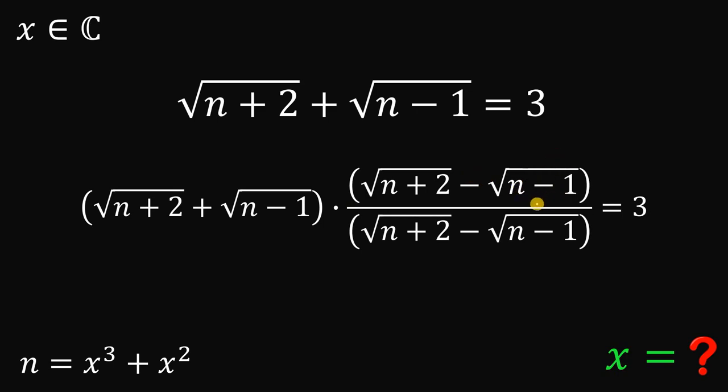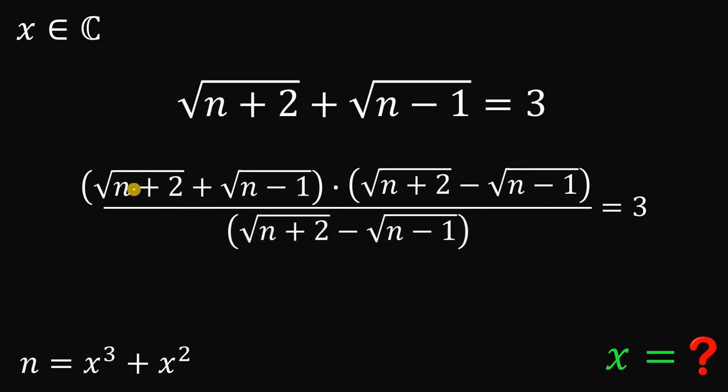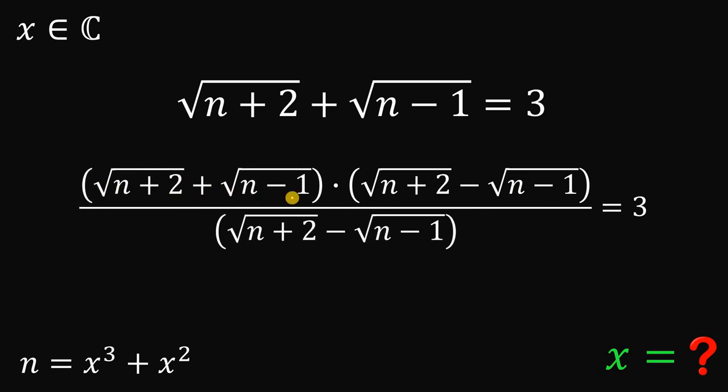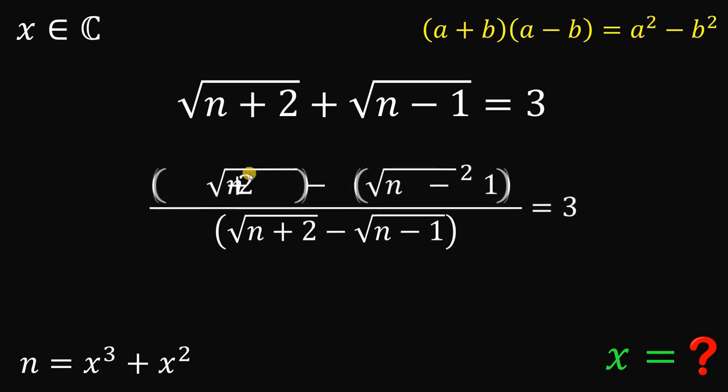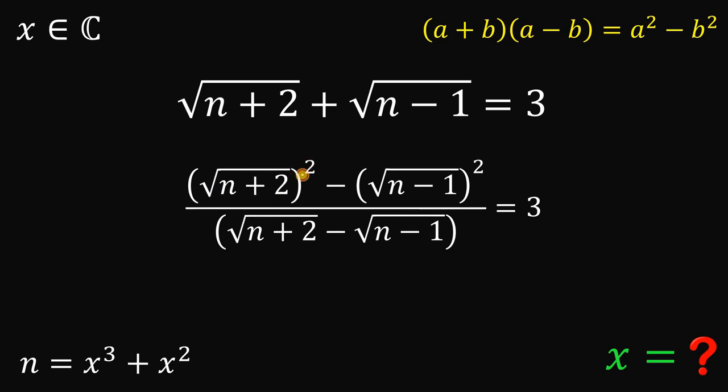Again, let's rationalize this. So, let's multiply this by its conjugate, square root of n plus 2 minus square root of n minus 1. Now, if we do that, our numerator becomes square root of n plus 2 plus square root of n minus 1, multiplied by square root of n plus 2 minus square root of n minus 1. And seeing this, we can use this identity: if we have a plus b times a minus b, this can be simplified to a squared minus b squared. So the numerator of this fraction must be equal to square root of n plus 2 raised to the power of 2 minus square root of n minus 1 raised to the power of 2.